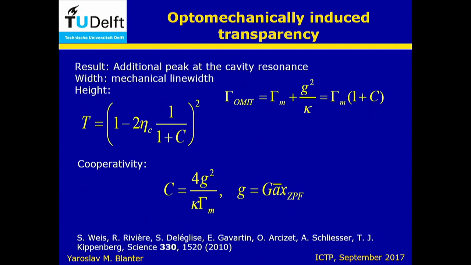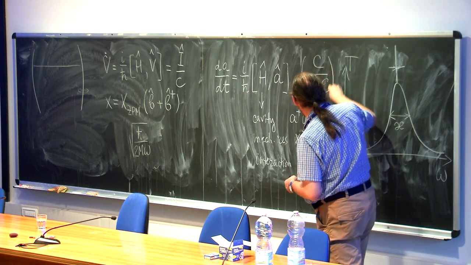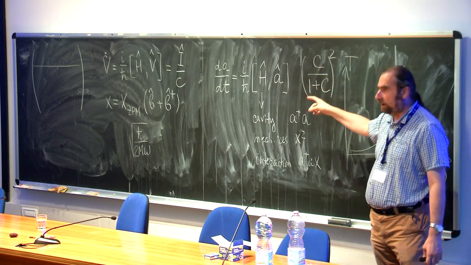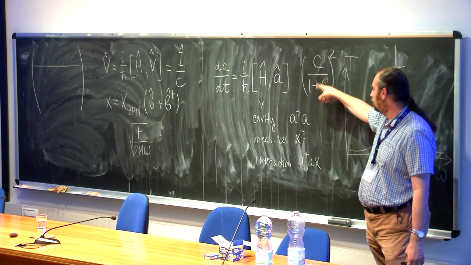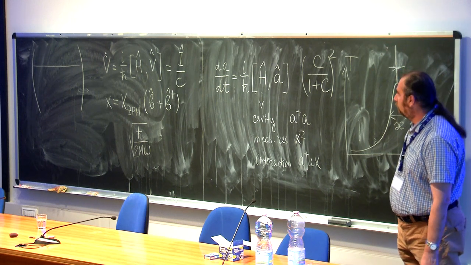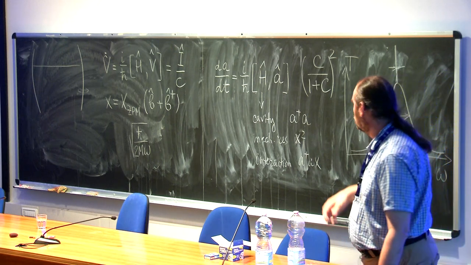So for instance, if the cavity is optimally coupled, so if 2 eta C is 1, then we just have 1 minus 1 divided by 1 plus C, which is C divided by 1 plus C, and the whole thing is squared. And so if you're at strong coupling, that's almost 1. If C is much bigger than 1, then it's 1. So you can go up to transmission 1. If you are not at strong coupling, then it's below, but okay, it's still something which can be considerably bigger than the cavity itself.